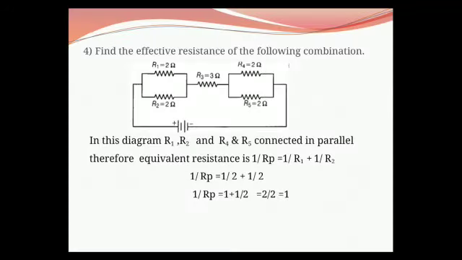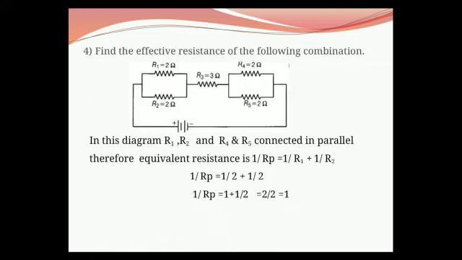Now we find the effective resistance of the following combination. Here the diagram is given, and in that diagram the values of resistances are given, and we have to find the effective resistance of this combination. When we observe this diagram, it is observed that resistances R1 and R2 and also R4 and R5 are connected in parallel. Therefore, first we find the equivalent resistance of R1 and R2, and R4 and R5, and these resistances are connected in parallel combination.